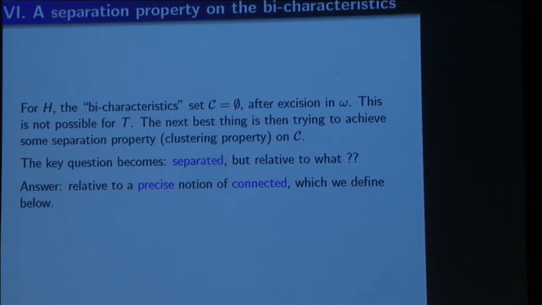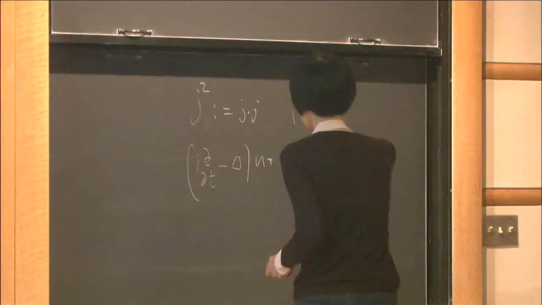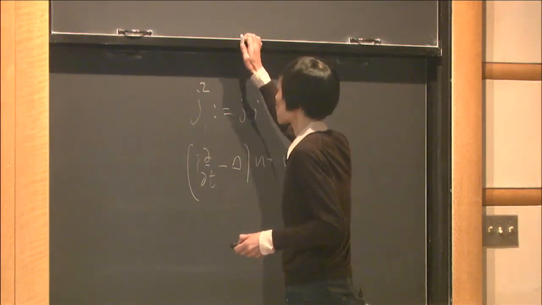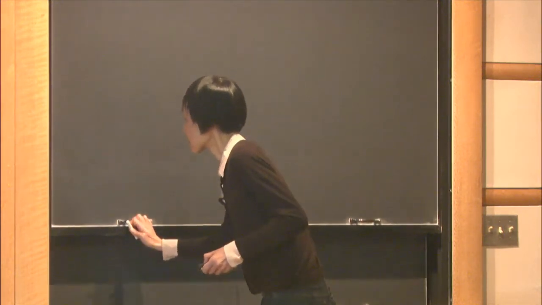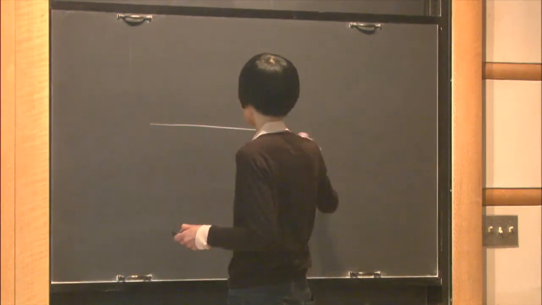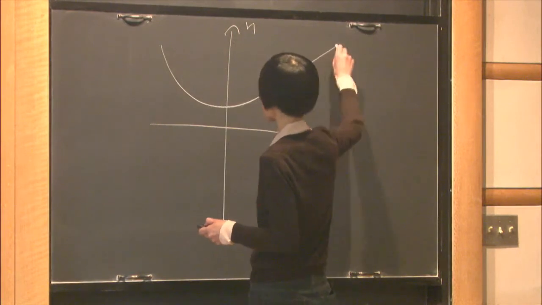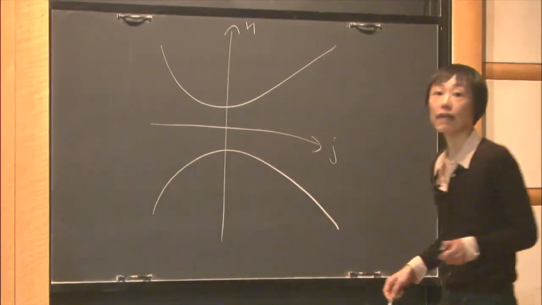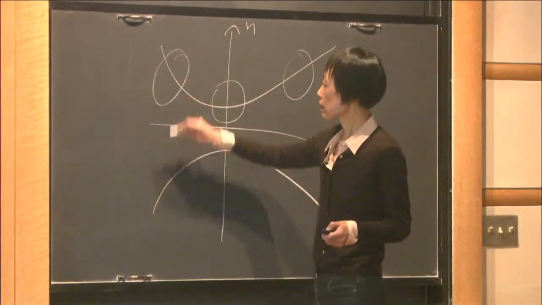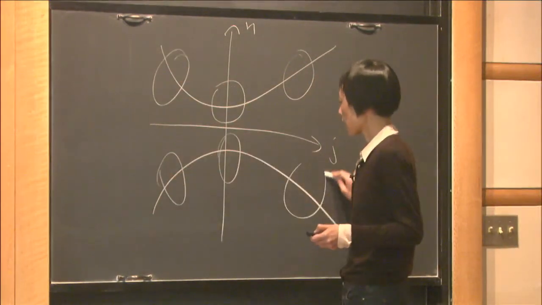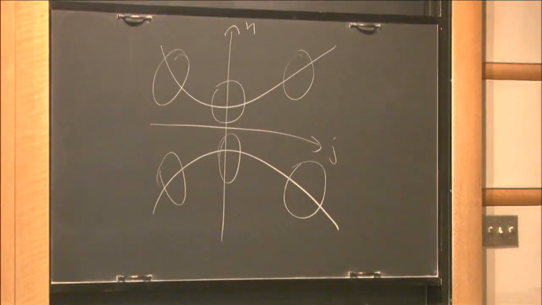Okay, so let me draw C. C are the hyperboloids. So I write J here, and here, C is something like this, right? Okay, they are there. It's not empty. So what you can try to do is derive some separation properties. That's the only thing you could try.